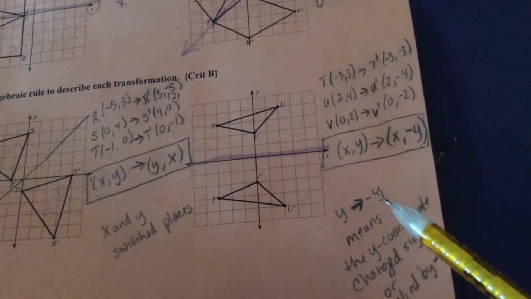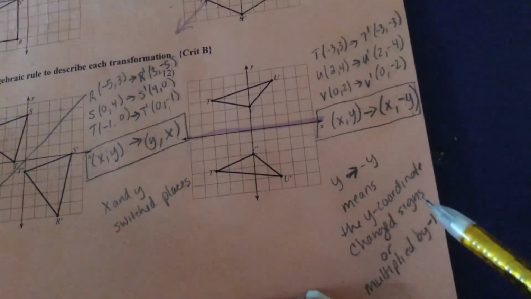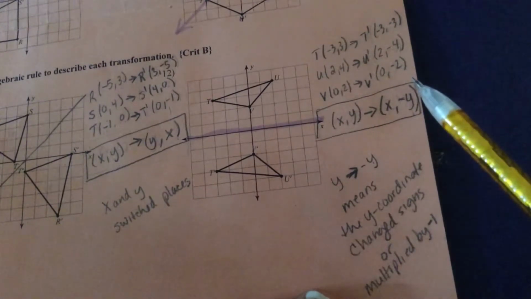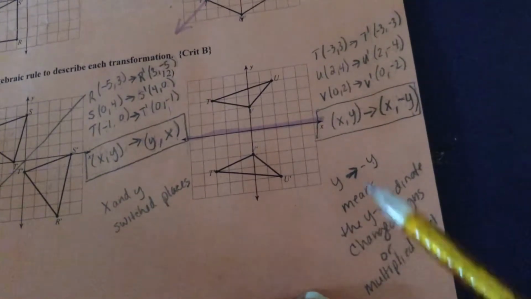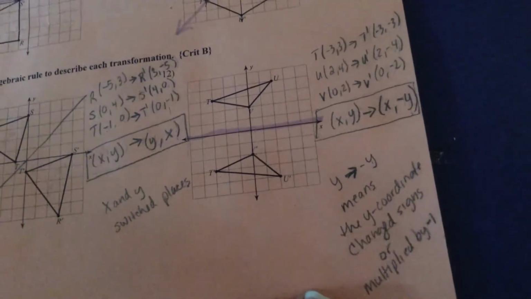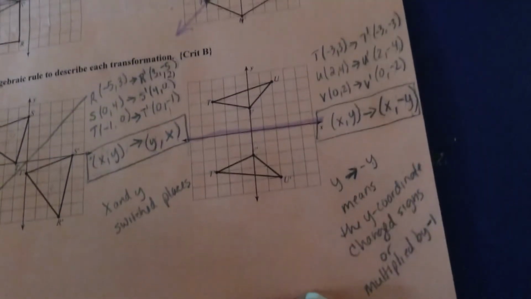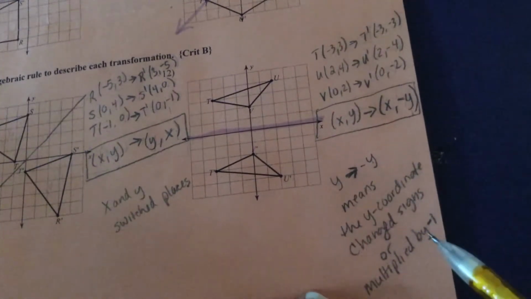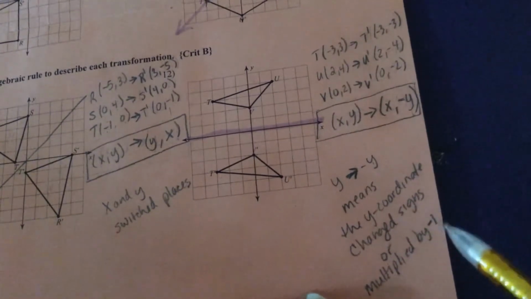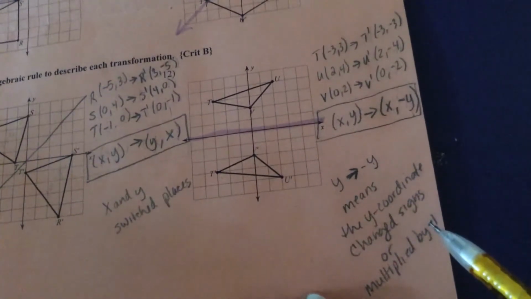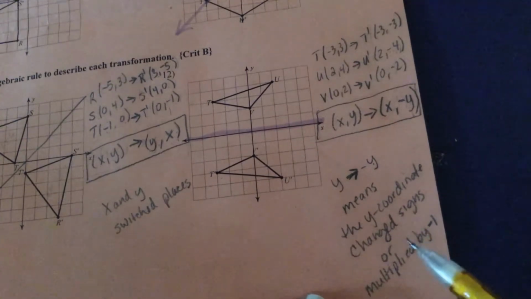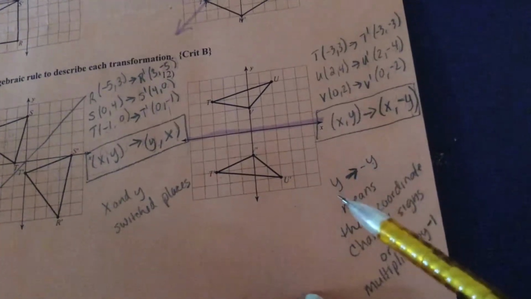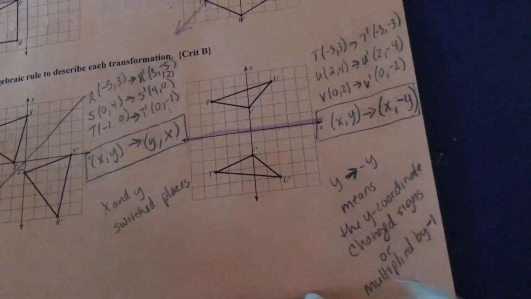When y maps to negative y, it means that the y coordinate changed signs. So it could be from positive to a negative like we saw up here, but it could also be from a negative to a positive, because this negative in front of the y just means that the y was multiplied by negative 1. So if y is multiplied by negative 1, the number itself doesn't change, just the sign of the number changes. So it could change, like I said, from a positive to a negative, but if it changes from a negative to a positive, we're going to show it the same way by having y map to negative y. So go ahead and write that note down.